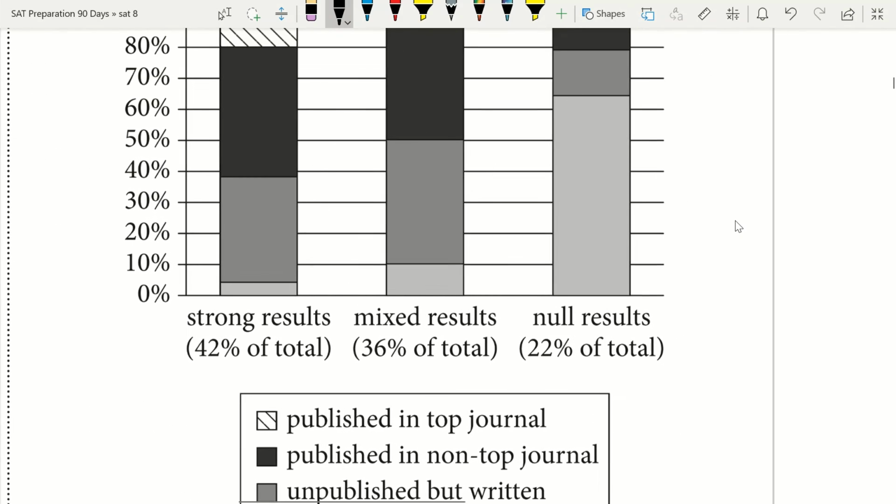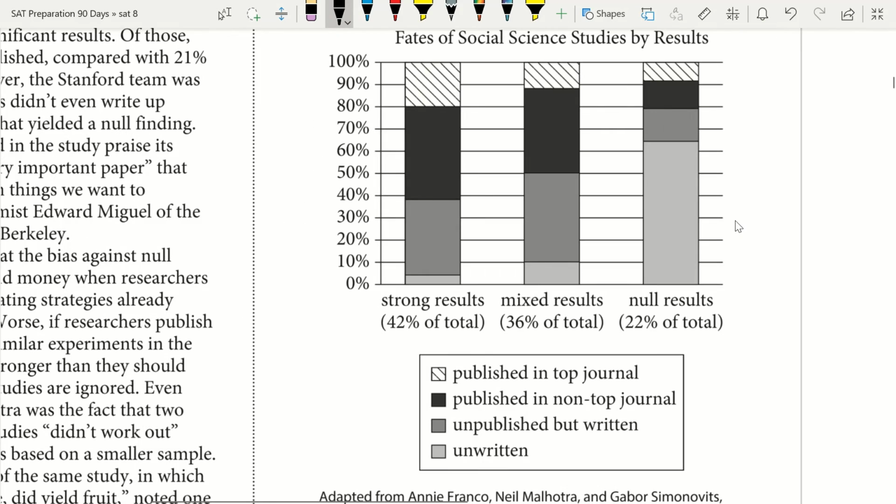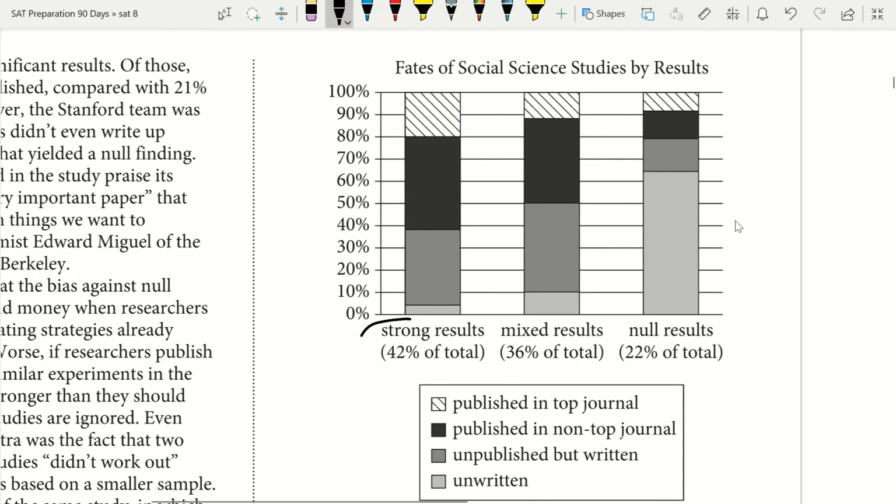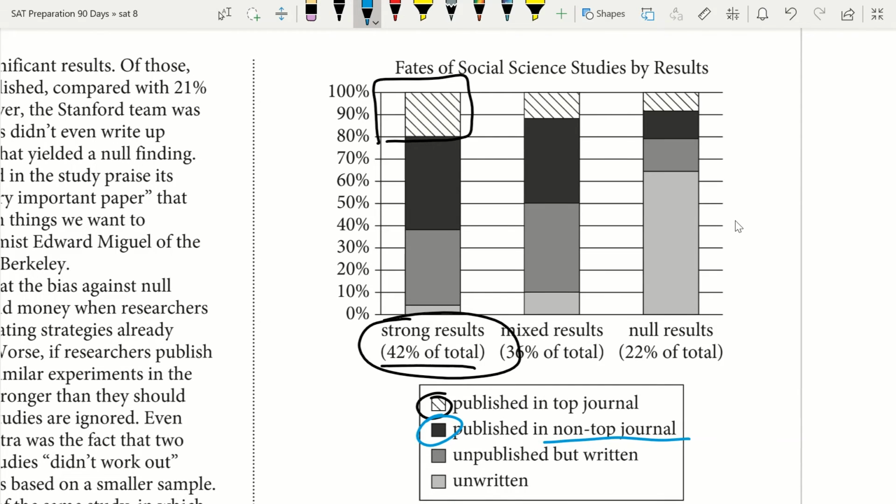So here's what I see. All right, I'll zoom out so you can see the whole graph. I see that for my strong results bar, it's 42% of the total. I see of those published in a top journal, that's going to be right around 20%. So we got 20% published in a top journal. I see that of those published in a non-top journal, that's going to be roughly 40%, since it's from about 40% to 80%. And then of those unpublished but written, that's going to be close to 30%. And then I see the unwritten, it looks like unwritten's only right around 5%. Okay, so unwritten's going to be really small there.